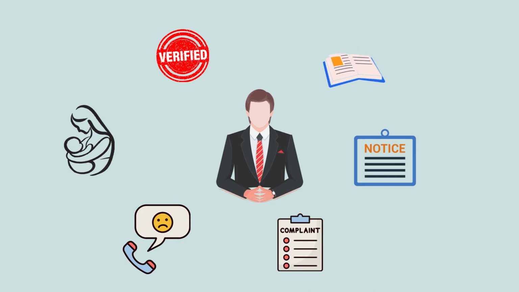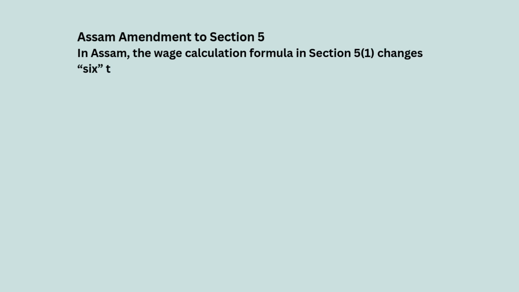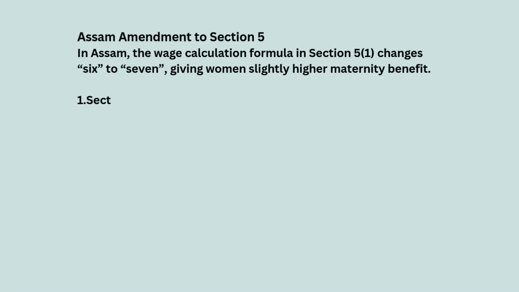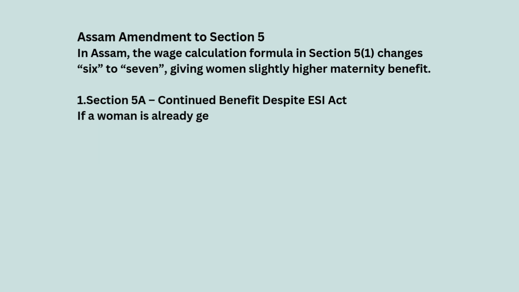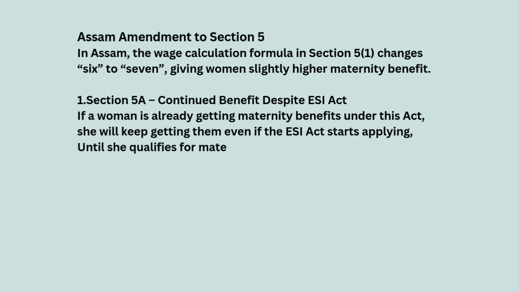Assam Amendment to Section 5. In Assam, the wage calculation formula in Section 5(1) changes 6 to 7, giving women slightly higher maternity benefit. Under Section 5A, if a woman is already getting maternity benefits under this Act, she will keep getting them even if the ESI Act starts applying, until she qualifies for maternity benefits under the ESI Act.